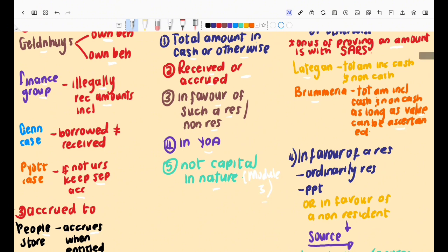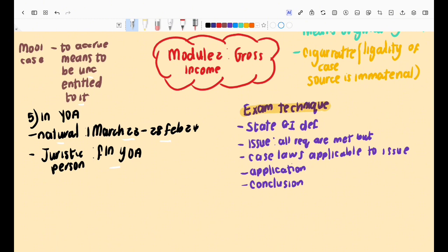As I said, not of capital nature is going to be in module 3. Exam technique: you state the gross income definition. So you state total amount in cash or otherwise received or accrued by the taxpayer in the current year of assessment, not of capital nature, right? And then you don't go on and test every requirement. You look at where the scenario is taking you. Is it taking you towards everything being met but total amount? Is it taking you towards everything being met but accrued to? Then you will say that all the requirements you just listed are met except for this specific one, that the scenario has shown you there's some uncertainty about. And then you apply the case laws applicable to that specific requirement, and then you conclude, right? So that's the exam technique for the general gross income definition.